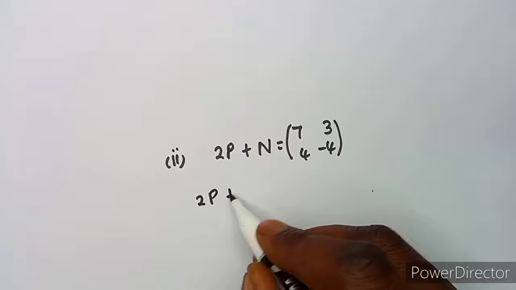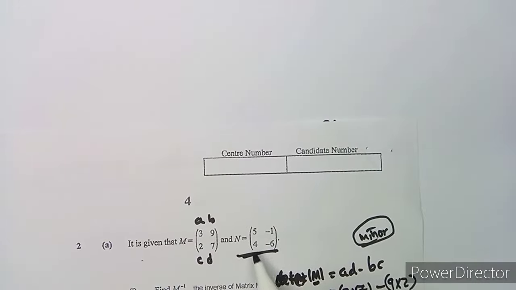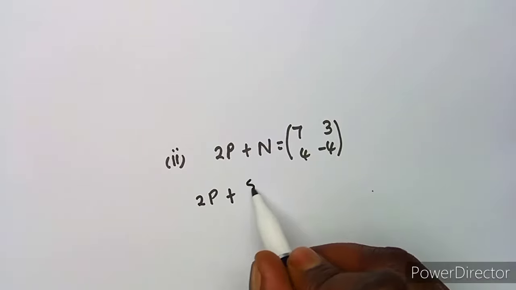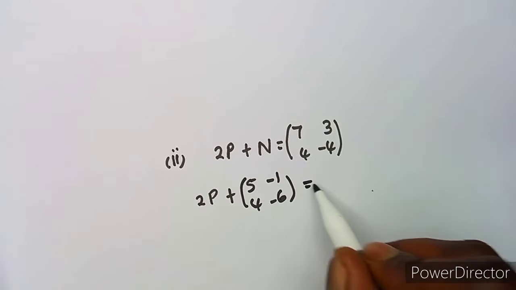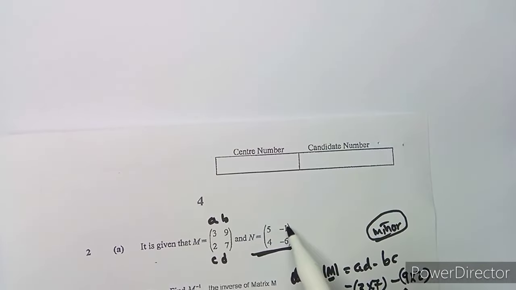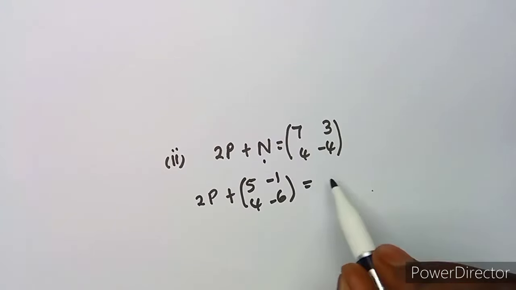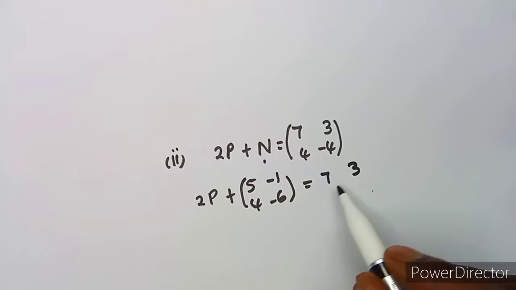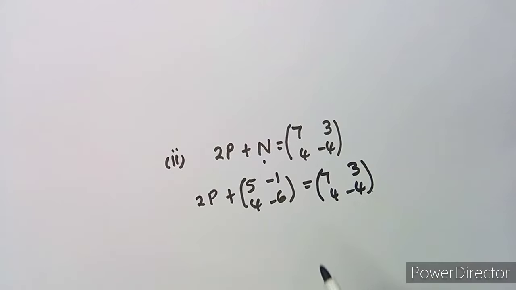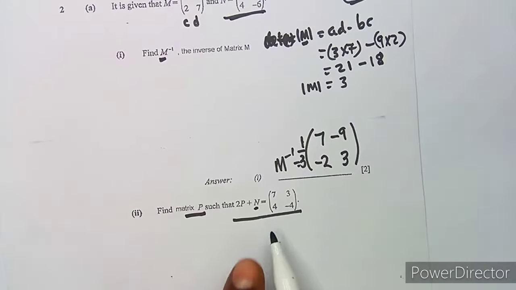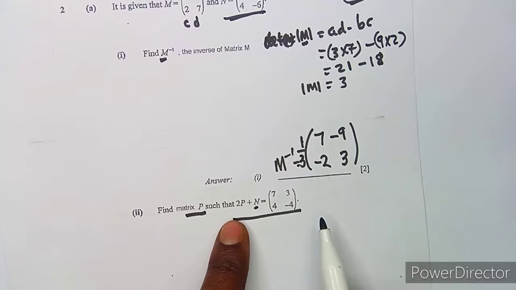2P plus N, that's our matrix N. So we have to substitute our matrix N in this case, which is 5, minus 1, 4, and minus 6. Your matrix N here is going to be equal to the one that you're given. So you have substituted your N where there was N here, then you equate it to this one that is on the right hand side, which is 3, 7, 3, 4, and minus 4 from this equation here. So you just substituted N, then equated to what was exactly on the equation.